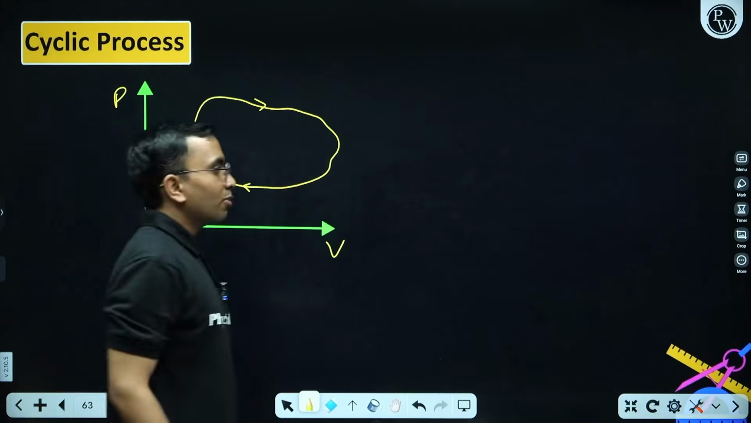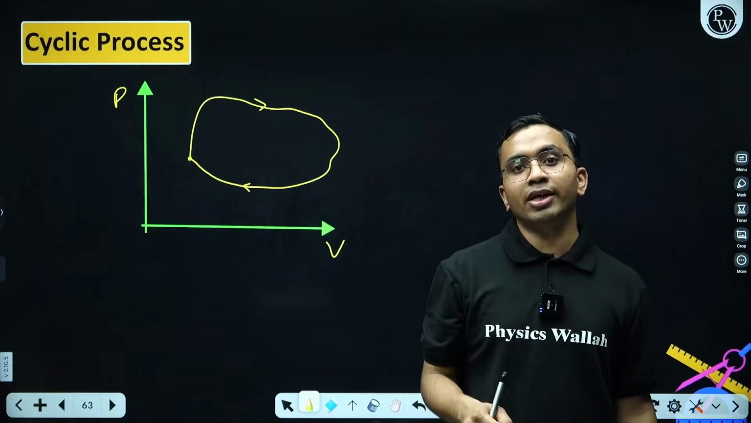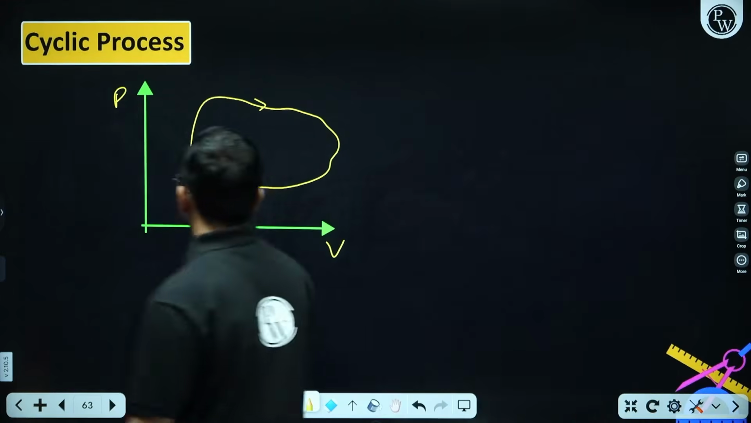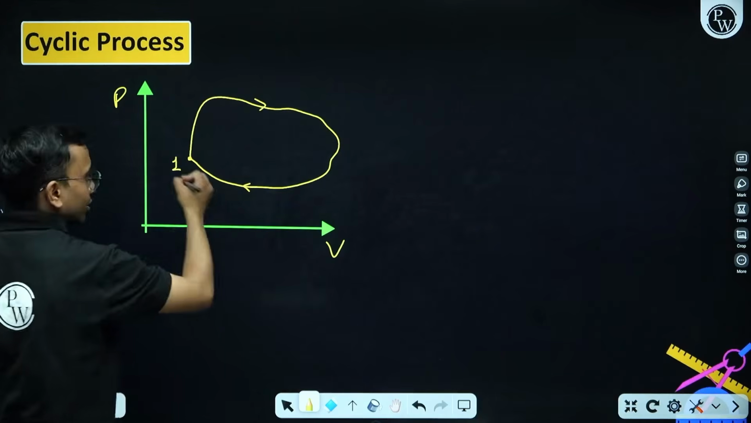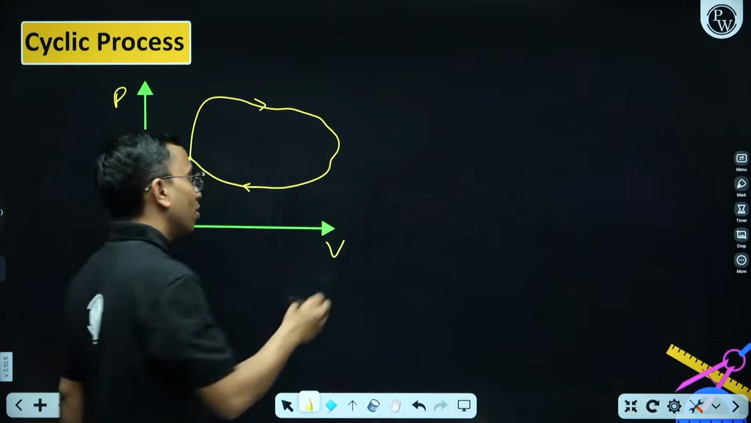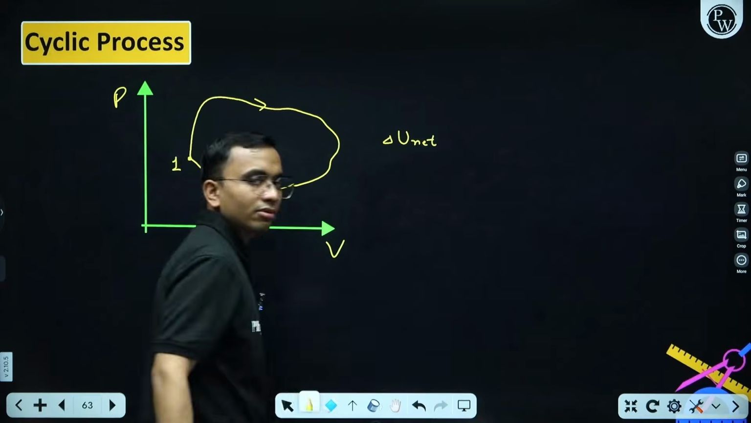Now in a cyclic process, if I ask you how much is the total change in the internal energy, let us take this was state 1, going somewhat and then coming back. If I ask you how much is the total change in the internal energy, you will say that is 0.